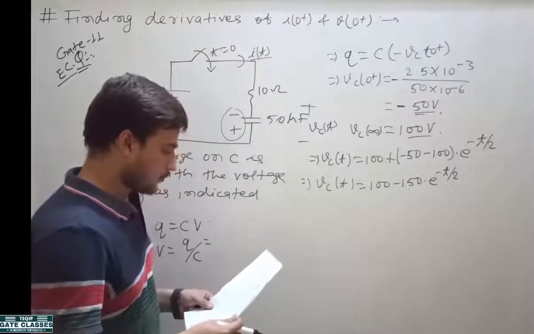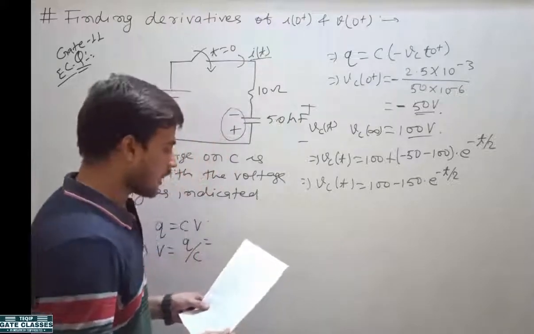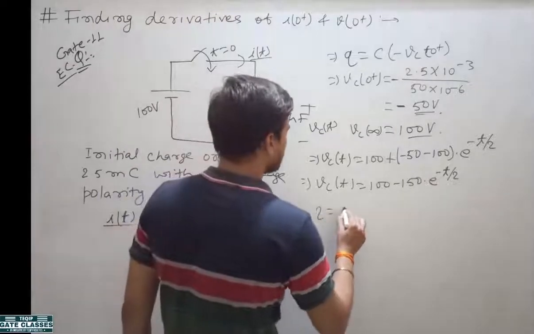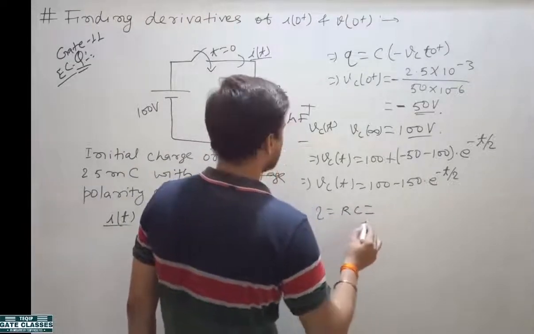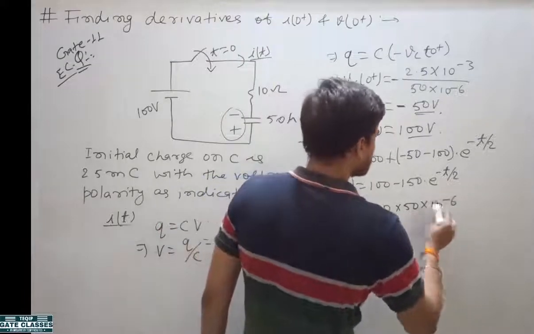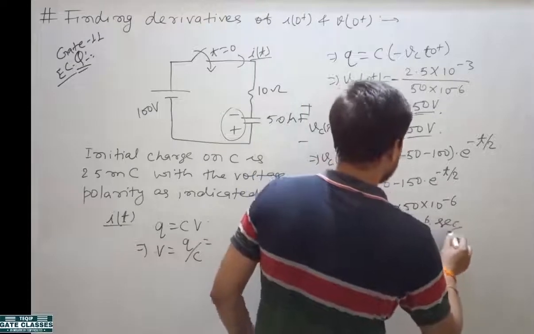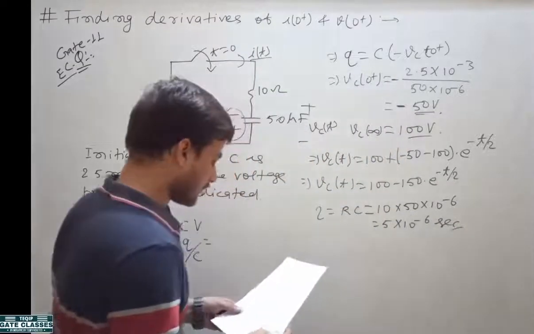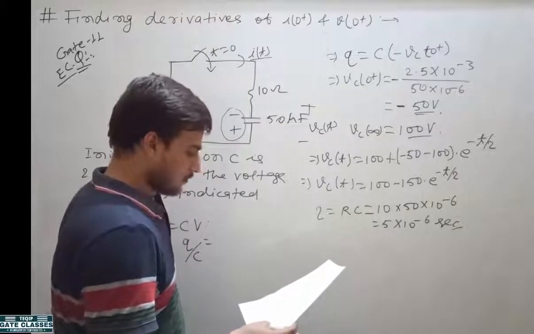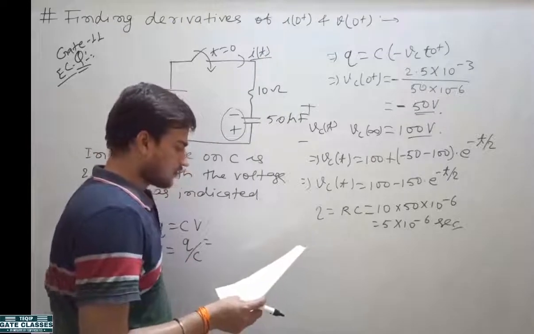Clear? So now we'll write the value of the time constant. What is the value of the time constant? It is equal to R into C. So R is 10, into 50 into 10 to the power minus 6. That means 5 into 10 to the power minus 4 second is the value of the time constant. Clear?